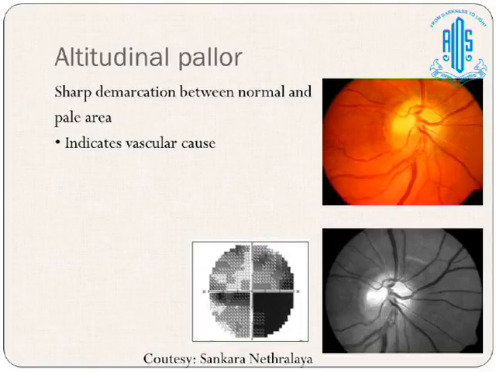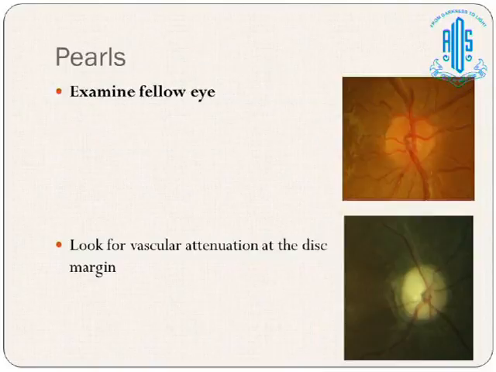If you look over here, you can clearly see that this is a pale area and this is the healthy optic disc. This can be well seen in a red free filter. If you see something like this, the clear-cut demarcation usually indicates a vascular cause. What are the other hints you need to look at? You need to look for vascular attenuation at the disc margin. If you see vascular attenuation at the disc margin, most probably it is because of an ischemic cause, arteritic or non-arteritic, and you need to examine the fellow eye to see whether the optic disc and cup are small or there is an absent physiological cup.